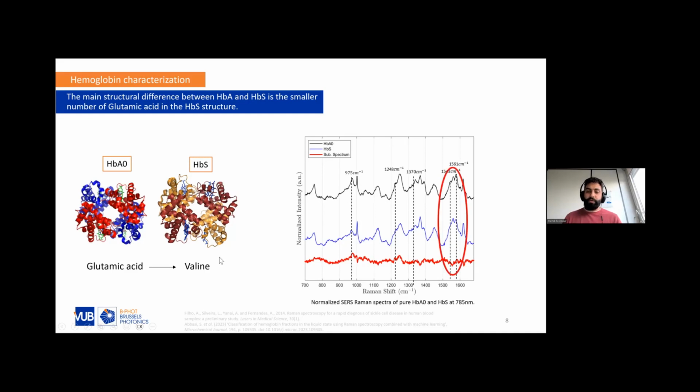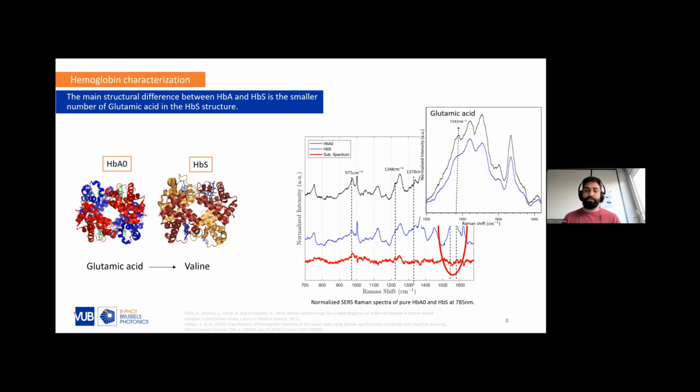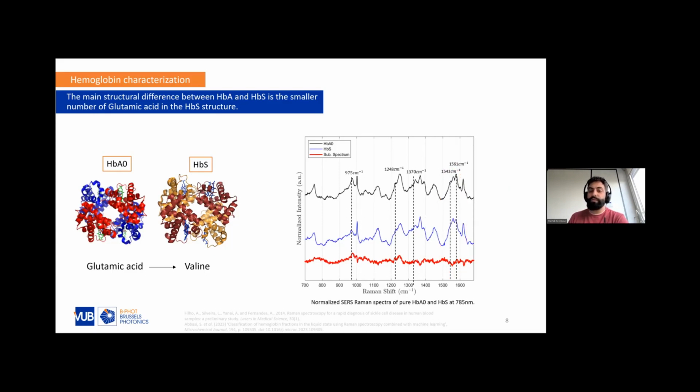How we can see it is a subtle shoulder in the case of HbA0. The black curve, you can see that here the shoulder is bigger than in the HbS case. So you see that again. I'm going to emphasize this a bit, that this is a very subtle change when you look at the whole spectrum.